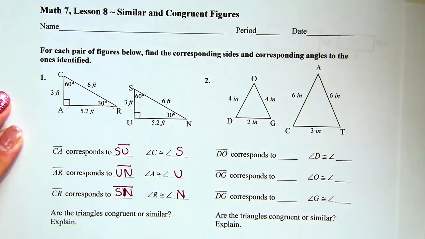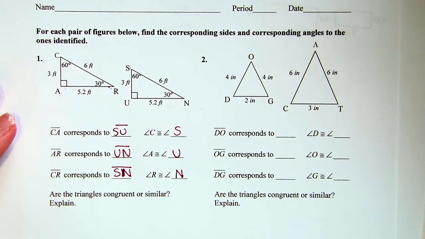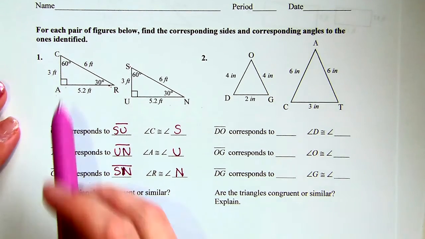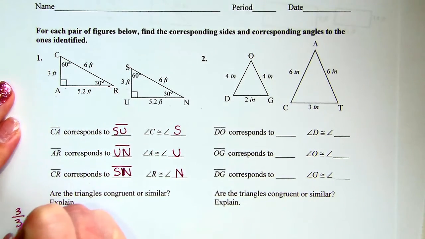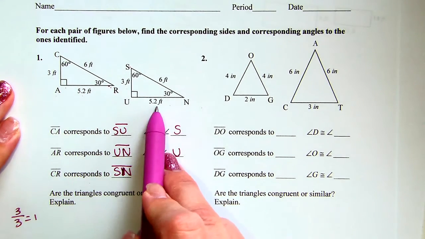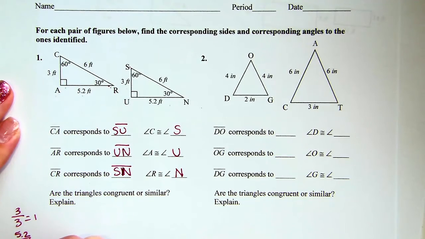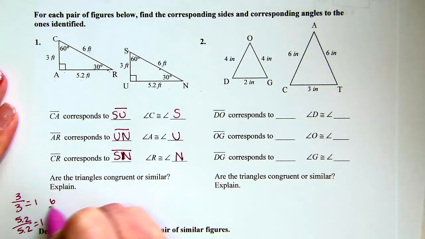Next, our question is, are the triangles congruent or are they similar? And we need to explain. Now remember, our figures are similar when they all have the same ratio. So here, we have 3 over 3. That gives us 1. We have 5.2 to 5.2. That gives us 1. And we have 6 over 6. That also gives us 1.